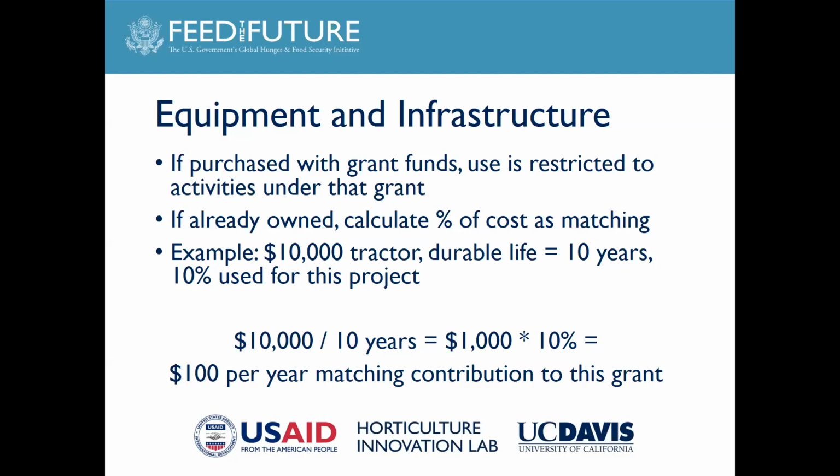You have to think about how much of the time it is used or will be used for this project, how old it already is, and the initial cost. So for example, you buy a $10,000 tractor. It lasts for 10 years and 10% of the time, so 1 out of every 10 hours, it's used for this project. That becomes essentially a $100 per year matching contribution to the grant. And I calculated that $10,000 divided by 10 years is $1,000, 10%, $100.